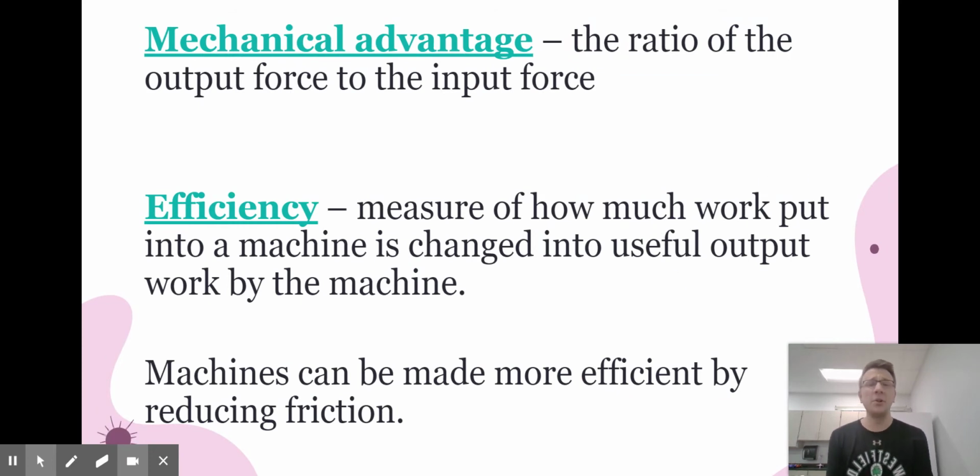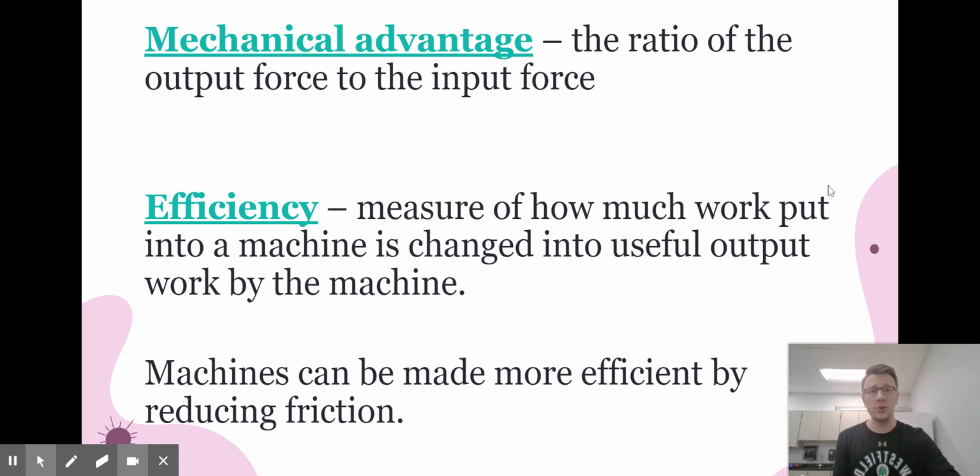Now, mechanical advantage is the ratio of output to input force. So ideally, a good machine will have a mechanical advantage where, whatever the input force is, the output force is larger, right? To help us get work done. And the efficiency of this would be how much work you put in versus how much useful output work is given by the machine.